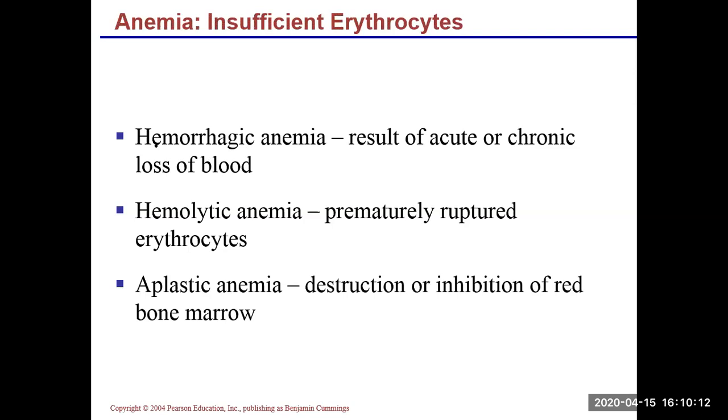One of these is called hemorrhagic anemia. Hemorrhagic anemia occurs with acute, meaning right away, or chronic, meaning it takes time, loss of blood. So you have a hemorrhage somewhere, you have internal bleeding somewhere, and you're losing blood, obviously. Of course, you're not going to have as many red blood cells now because you're losing them through your leakage.